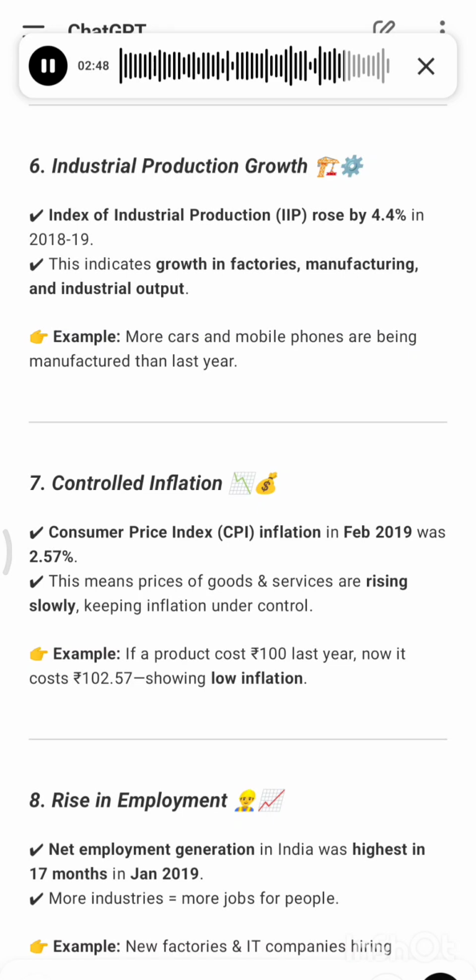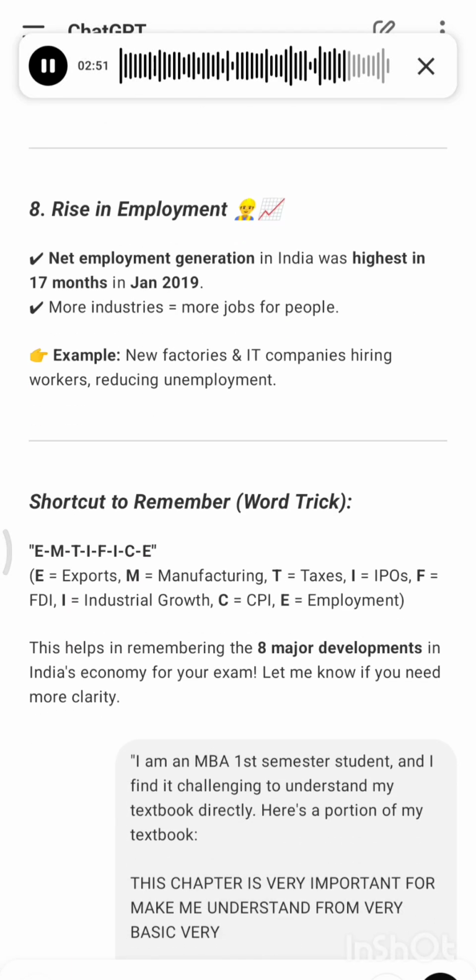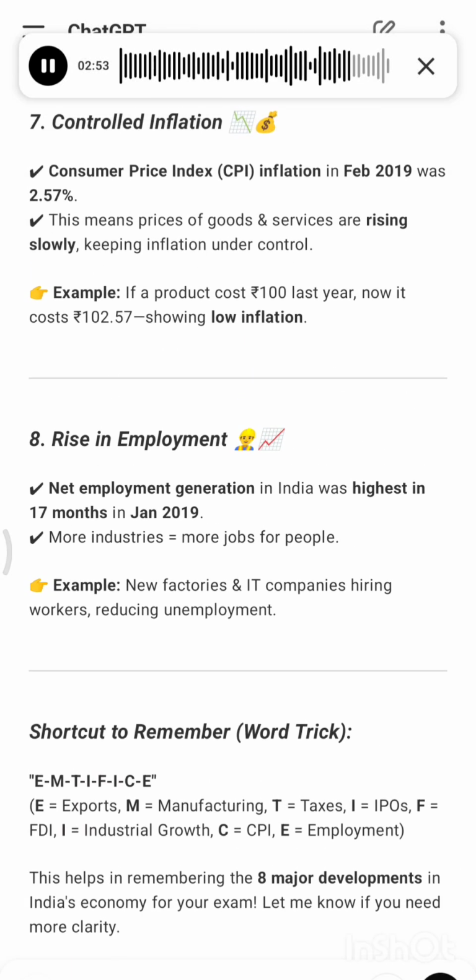8. Rise in employment. Net employment generation in India was highest in 17 months in Jan 2019. More industries, more jobs for people. Example: new factories and IT companies hiring workers, reducing unemployment.